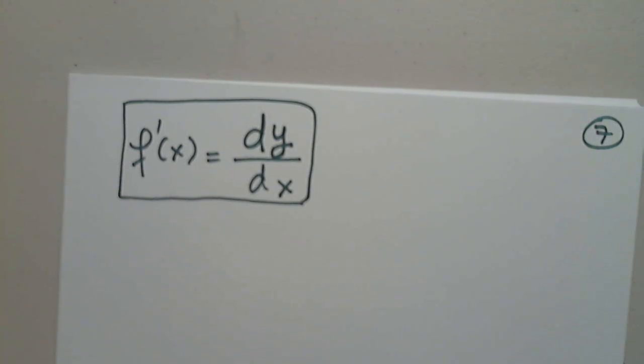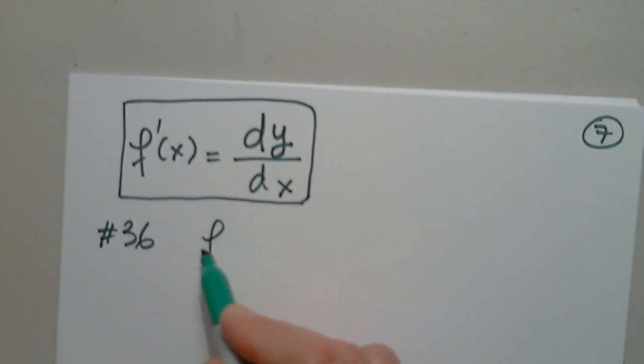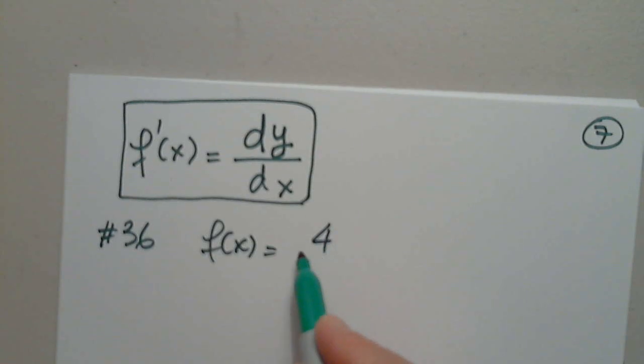Would you like to choose, or I will? Okay. 36. 36. Very good. 36. Let's start with 36. In 36, we have f of x equals 4 over 7x cubed. Good pick.